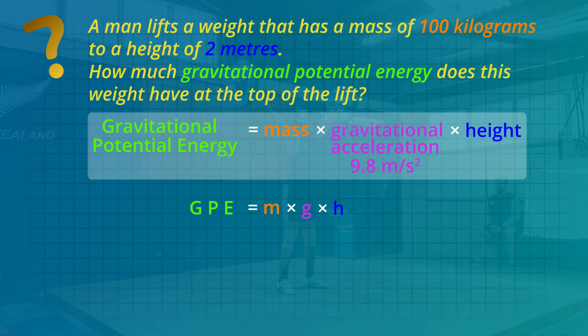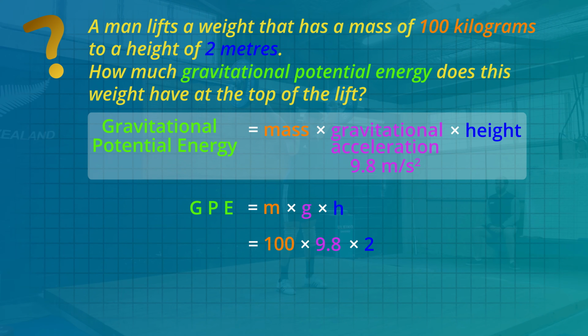The rule for gravitational potential energy has 3 parts. First, the weight has a mass of 100 kilograms. Next, the weight is being lifted upwards to overcome the force of gravity that pulls the weight downwards towards the Earth. Gravitational acceleration on planet Earth is 9.8 meters per second squared. Thirdly, the weight is lifted up 2 meters.